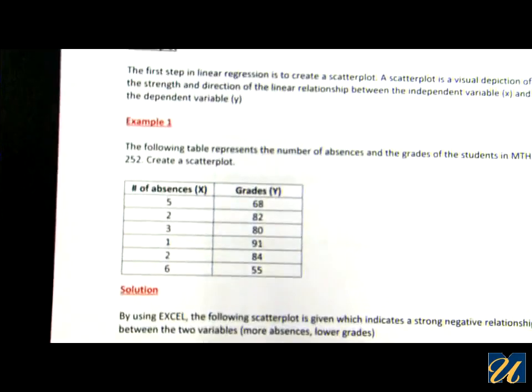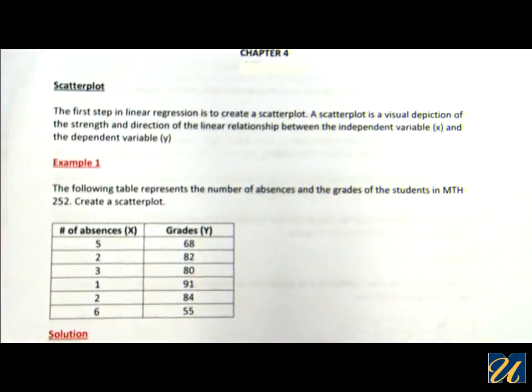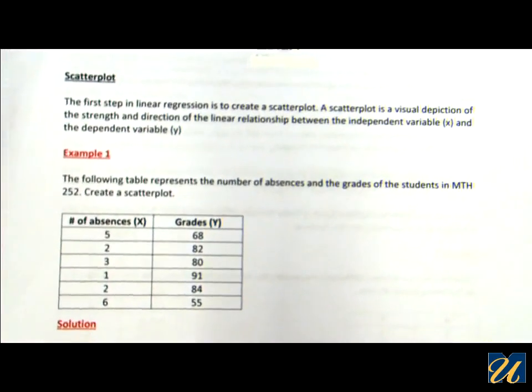Now, let's look at the scatter plot. What is the scatter plot? The first step in linear regression is to create a scatter plot. A scatter plot, as you probably already know, is a visual depiction of the strength and direction of the linear relationship between the independent variable x and the dependent variable y. So basically, the information that you get from the scatter plot, you are able to also get from the correlation coefficient. The scatter plot gives you the exact same information as r, which means strength and direction of the relationship.